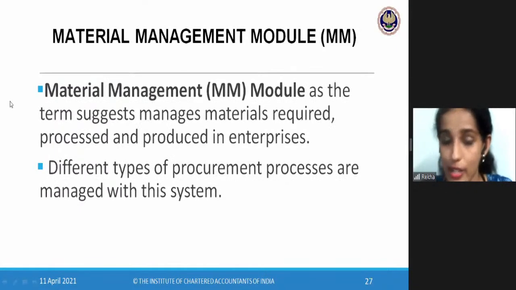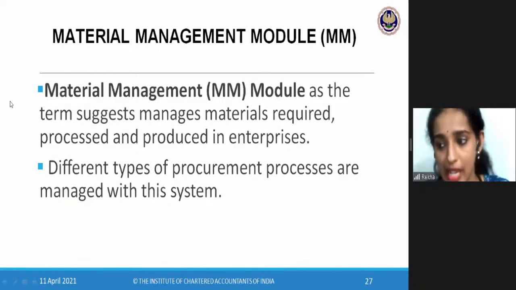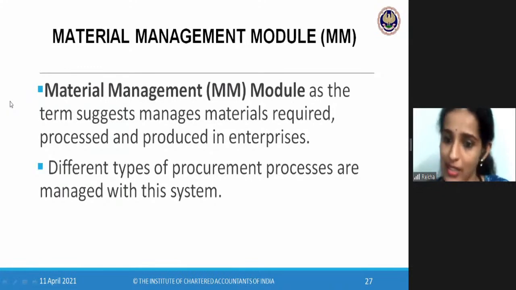Now next is your material management module. So we covered financial and accounting, controlling and sales. Now the fourth one is the material management module. So material management module means what? How the procurement of raw material happens, how it is managed internally. This is being dealt with by a separate module called the material management module.